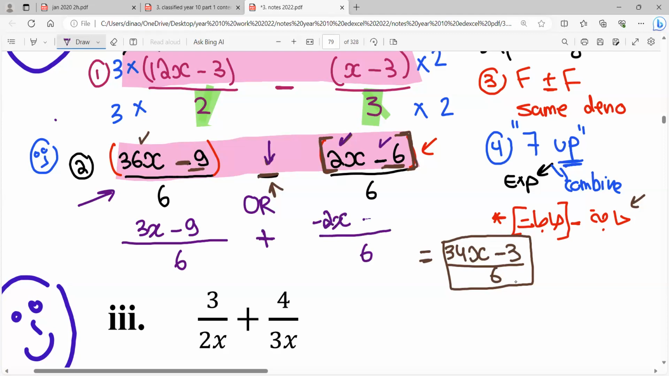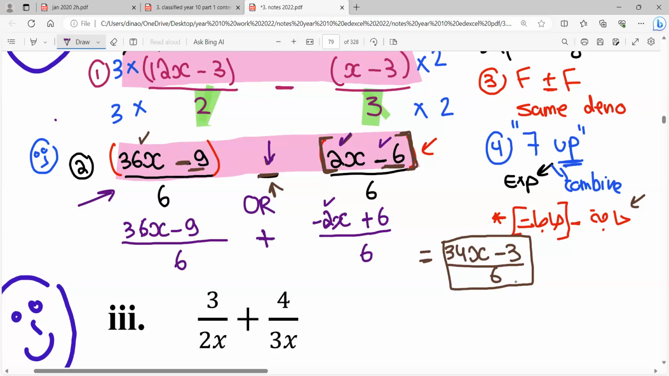Okay, and minus 6 becomes what? Plus 6. And then you combine 3x plus negative 2x, which is 30, sorry, not 3, 34, 36, I'm sorry, 36x plus negative 2, which is 34, and negative 9 plus 6 is negative 3. That's if you want, of course we will do several like this.